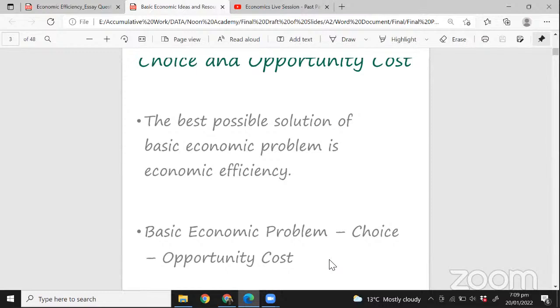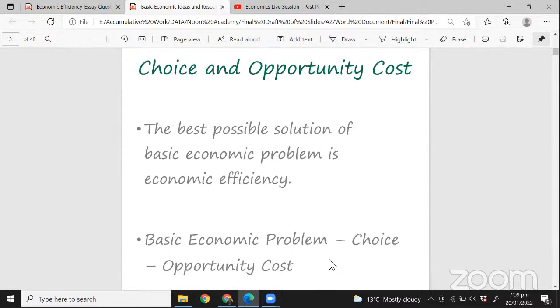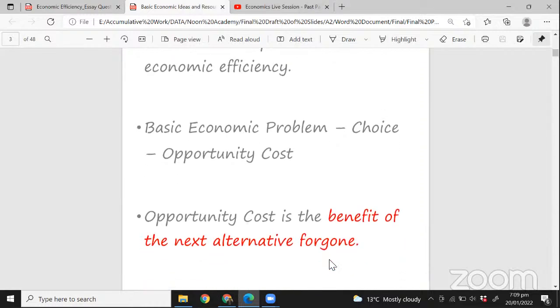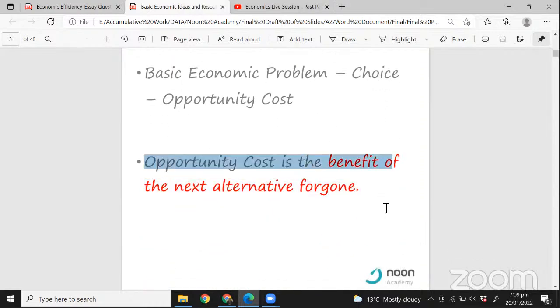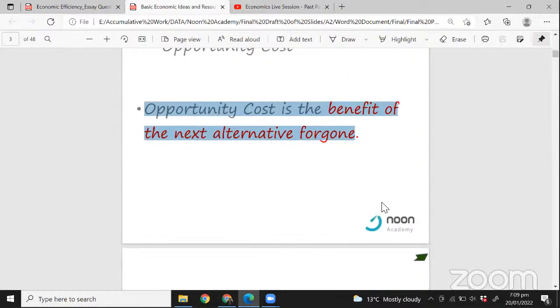Okay, now choice and opportunity cost is something that we have always studied in our AS, and we know what it is, right? So why do we need to make choices? Because there are limited resources and unlimited wants, so we can't have everything that we need, right? So we have to choose which thing to buy, which thing to have, and what things to give up on, right? And whenever we give up on something, that is known as opportunity cost. So it is basically the benefit of the next best alternative forgone.